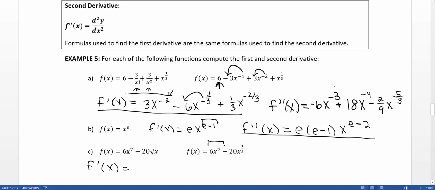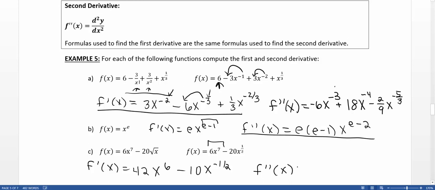So the derivative of 6x to the 7th is going to give me 42. 7 times 6 is 42. x to the 6th. And then our second term here, we have half times 20. Half of 20 is 10. x to the negative half. So that's our first derivative.